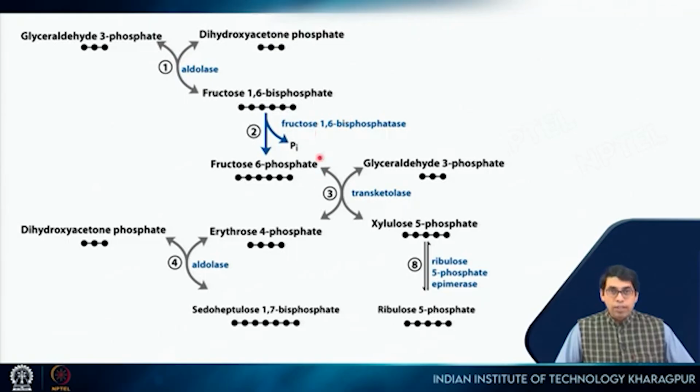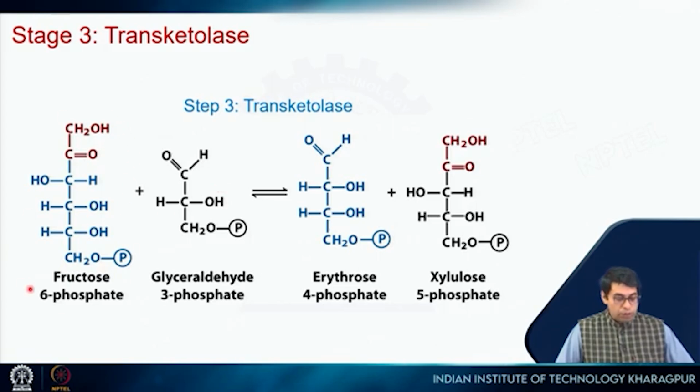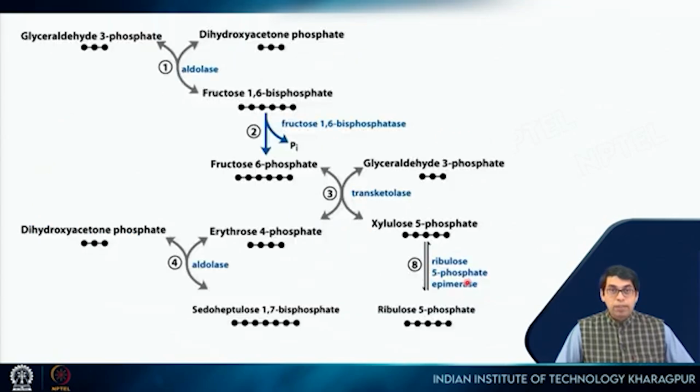So let's look at some of these steps a little more carefully so that we can look at the actual structures of these molecules. If we look at step 3, fructose 6-phosphate and glyceraldehyde 3-phosphate, right. So this is fructose 6-phosphate, 1, 2, 3, 4, 5, 6 carbons, and this is glyceraldehyde 3-phosphate. What transketolase does is it will take these 2 carbons and put them here. So now we have a 4 carbon sugar erythrose and a 5 carbon sugar xylulose. So erythrose and xylulose are formed and then it will go to 2 different paths.